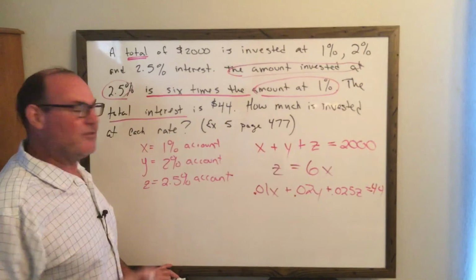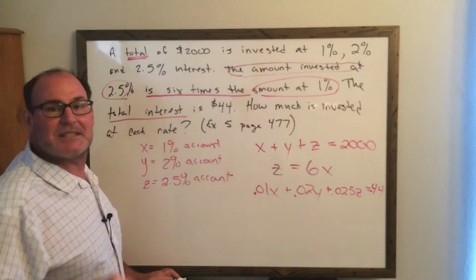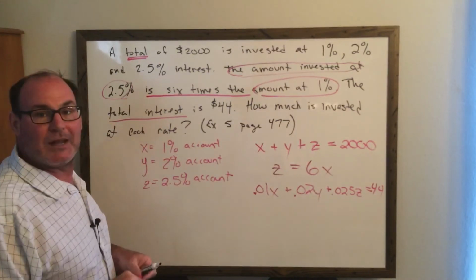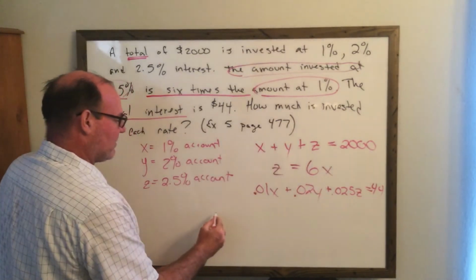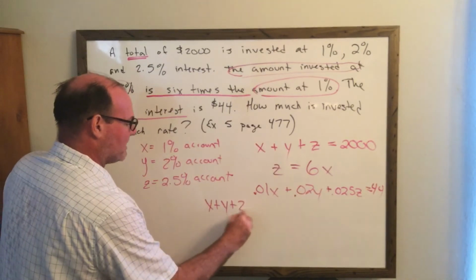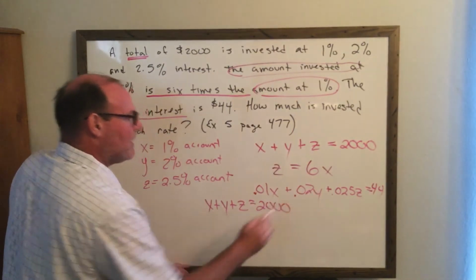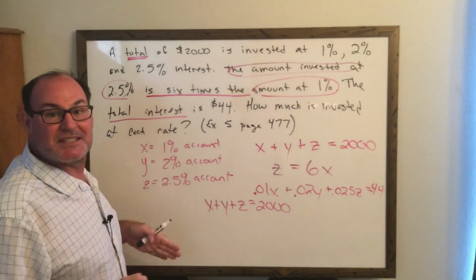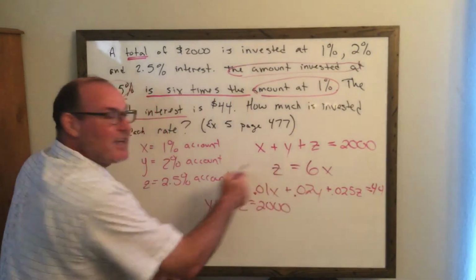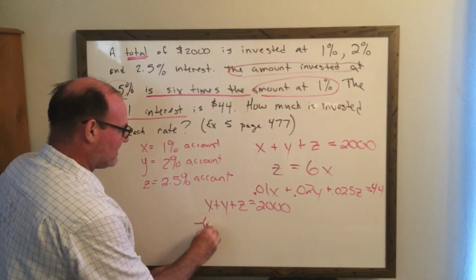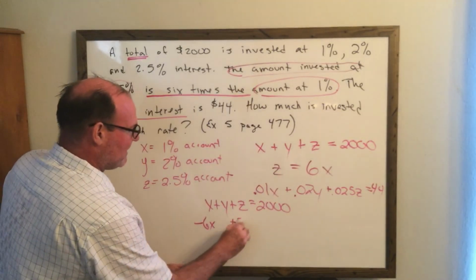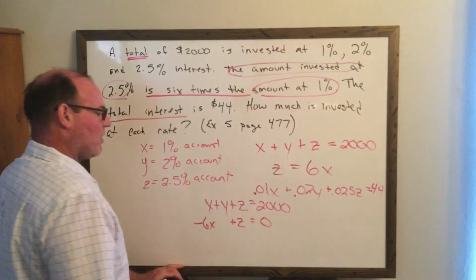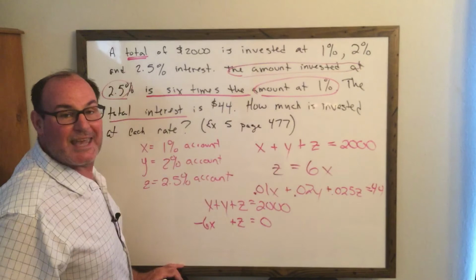Before I let you go and finish solving this on your own, there are 2 things that I would recommend you do to make your solving of this nice and relaxed. The top equation I would leave the way it is, so X plus Y plus Z is equal to 2,000. In this equation, I'm going to get all of my X's and Z's on the same side. So I'm going to bring the 6X over by subtracting. So I've got negative 6X plus Z is equal to 0. I'm lining everything up so that it's easier when I go to cancel later.